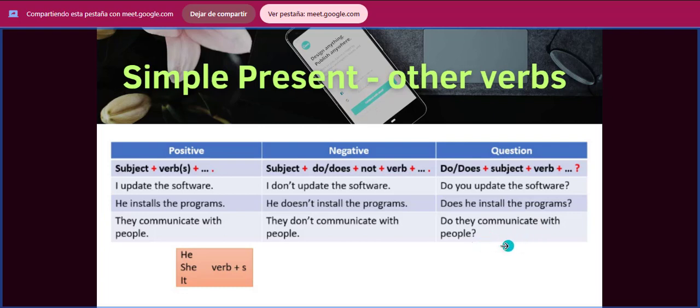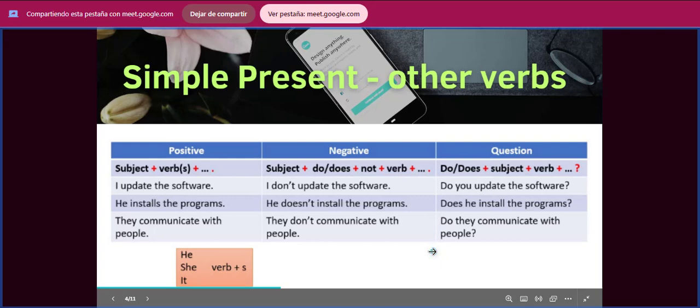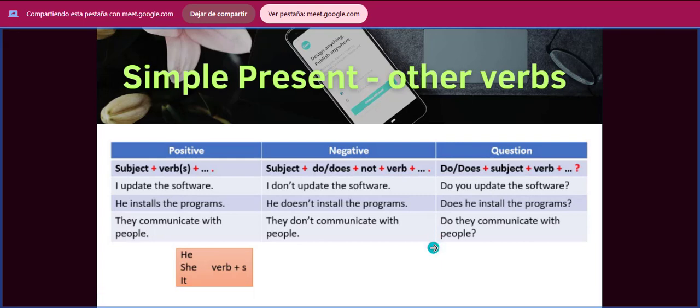And in this case, in the short answers, we will answer with the auxiliary as well. So for example, do they communicate with people? Then for the affirmative answer, we will say yes, they do. And in negative, we will say no, they don't. But if we are using he, so for example, we will ask, does he install the programs? The affirmative answer will be yes, he does. And the negative one will be no, he doesn't. And that's something that you have to remember, that with he, she, it, we use does.